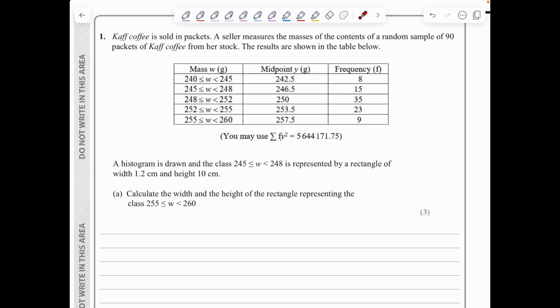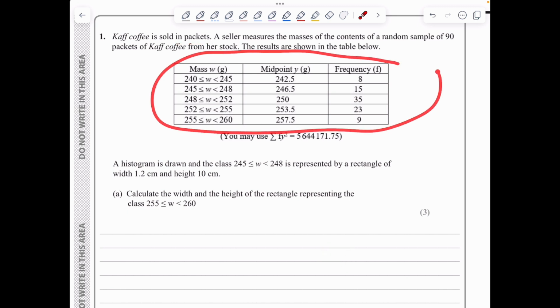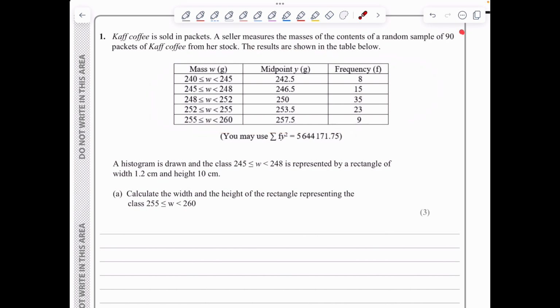In question 1, we've got coffee sold in packets. We've got the frequency table here summarizing the information on a random sample of 90 packets. We've got a histogram drawn, and the 245 to 248 class is represented by a rectangle having a width of 1.2 centimeters and a height of 10 centimeters. And we need to calculate the dimensions of the class spanning from 255 to 260.